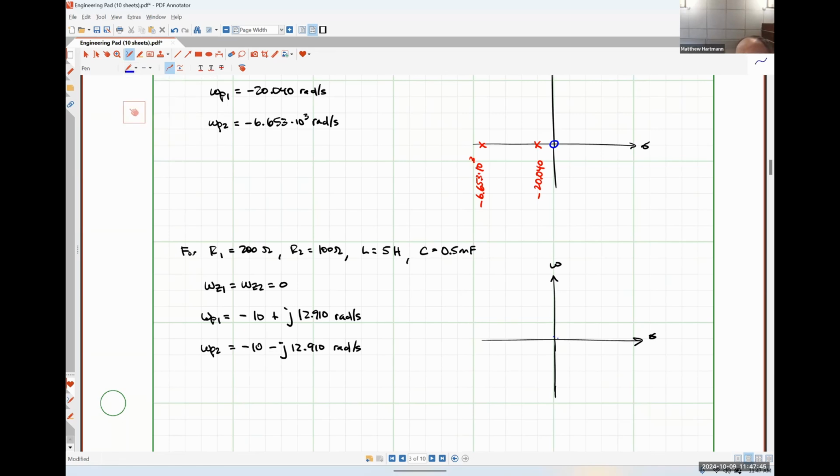So once again, our zeros are at the origin, and then we would have a pole here and a pole here, where this represents positive 12.910. This is negative 12.910. And this distance out here is negative 10. So once again, a stable system, but in this particular case, now we've got complex conjugate poles.